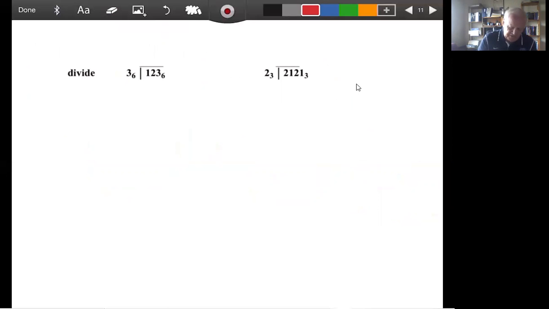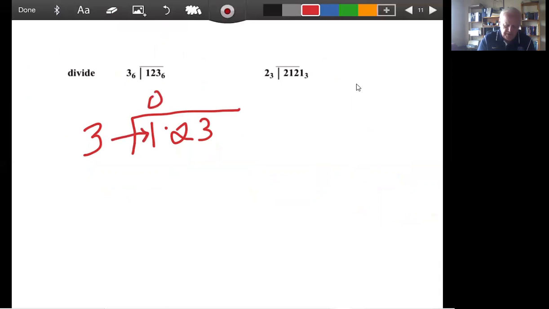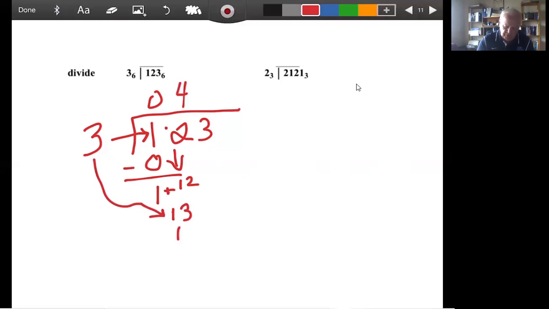So I'm going to make this a little bit bigger so we can see what's going on. 3 goes into 1 0 times. So multiply by 3 is 0. When you subtract, you have a 1, and you bring down the next group. Well, you're not bringing down a 2. You're bringing down a 2 6s. So you're actually bringing down a 12, which when you add that together is 13. 3 goes into 13 4 times, which is 12.